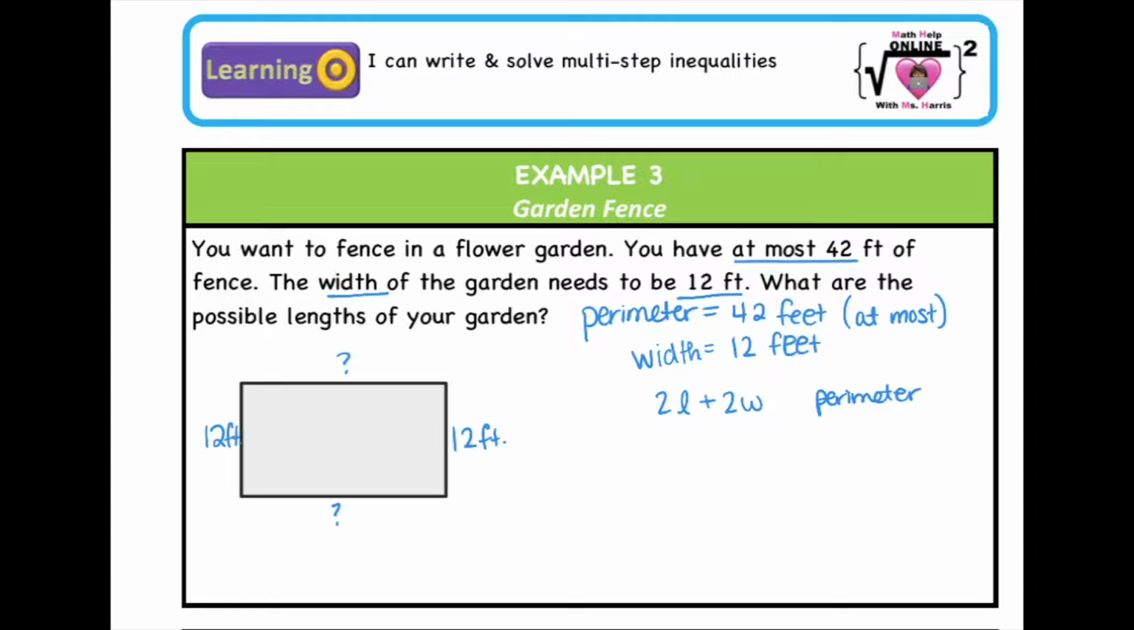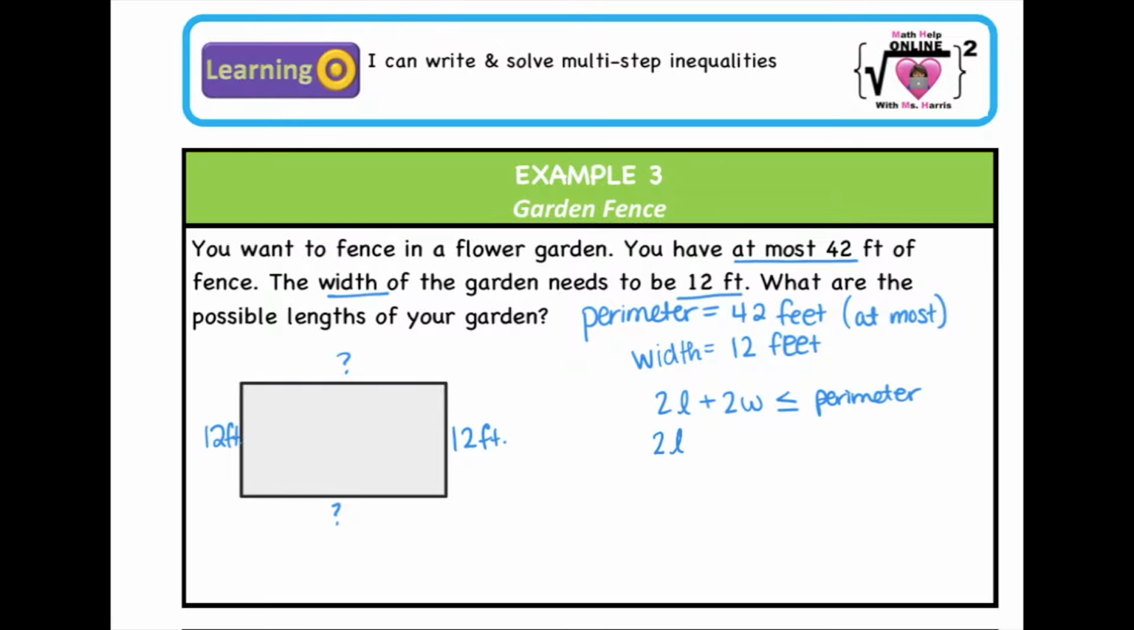But it needs to be at most 42 feet. So it's going to have to be less than or equal to 42. So now I'm going to plug in all of the information that I already know into this formula that I wrote so that we can solve this and find the possible lengths.